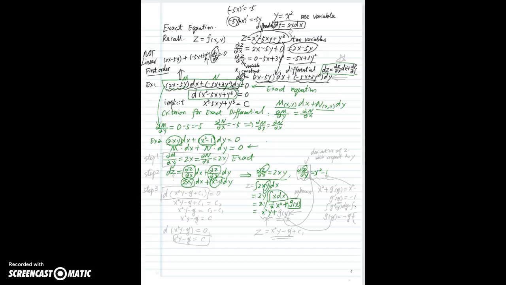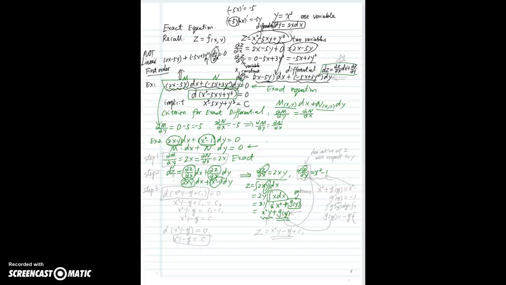We get g prime of y equals -1. So we know the derivative of a function of y is -1. How do we find out the function? We can integrate both sides with respect to y, because the variable is y in here. So the left side, derivative and antiderivative, it's g of y, the original function.